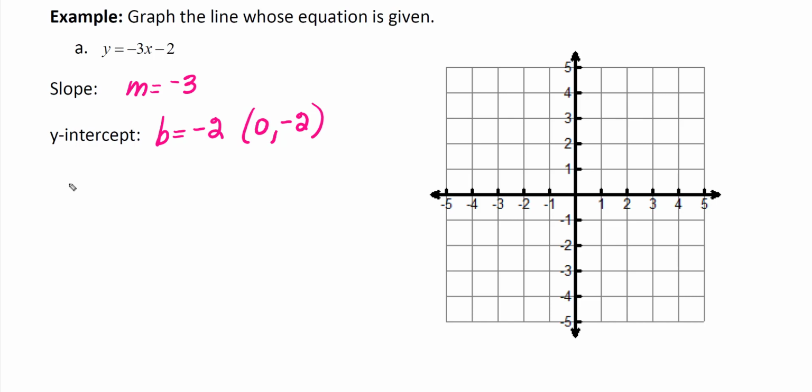The first thing that we have to graph is the y-intercept. That's the first thing. And since it's an ordered pair, it's easy to graph. That means we're going to start from the origin and we're going to go down to negative 2. Remember, this is the y-axis and this is the x-axis. So this is our y-intercept.